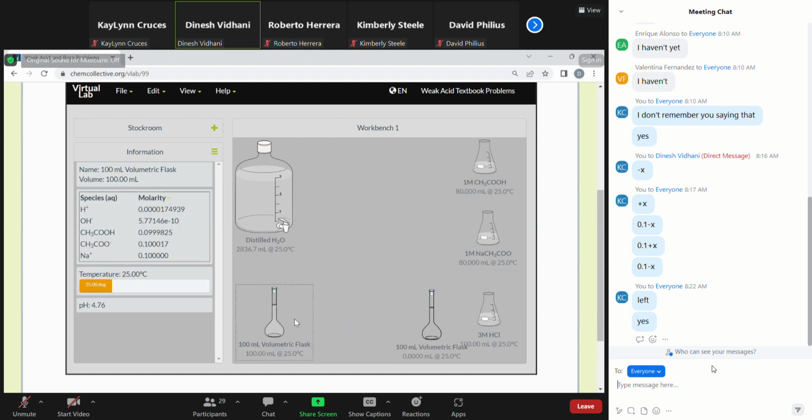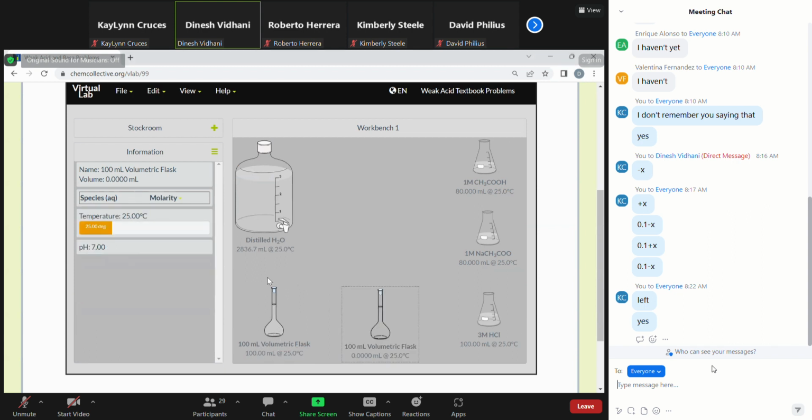So this is the solution that we already made. And this is the pH of that solution. Okay. Now, ideally, I should be adding HCl into the buffer, but I'm not going to do that because I need to compare both of them so you can see side by side.